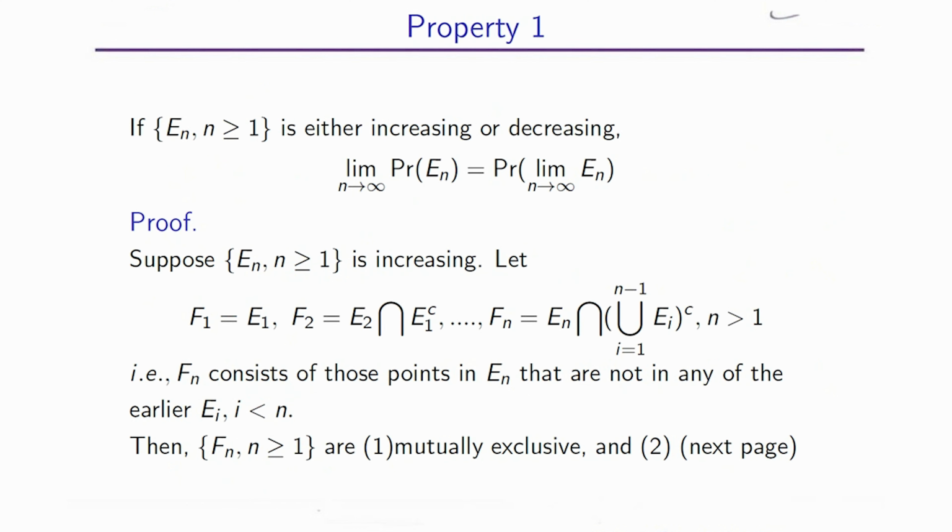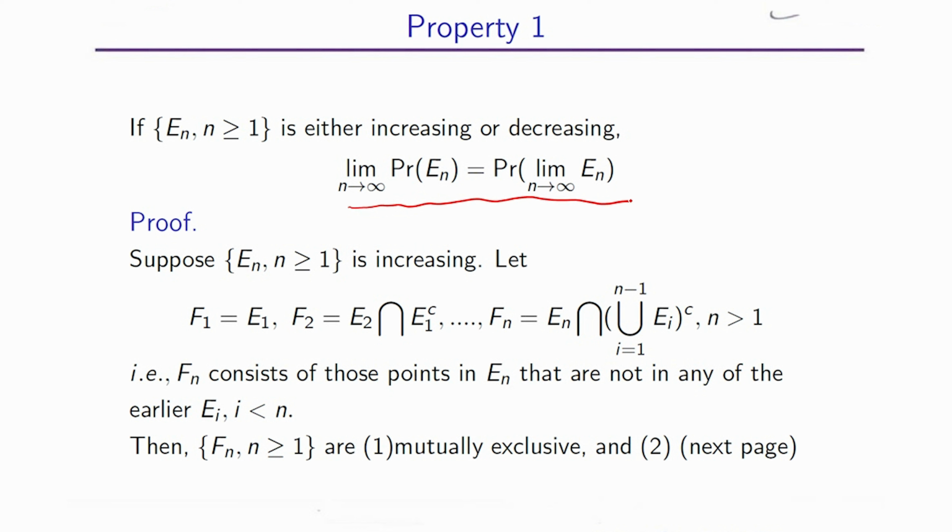Now we have property one. If E_n is either increasing or decreasing, then we have this property: the limit of the probability of E_n is equal to the probability of the limit of E_n. Okay, let's look at this.